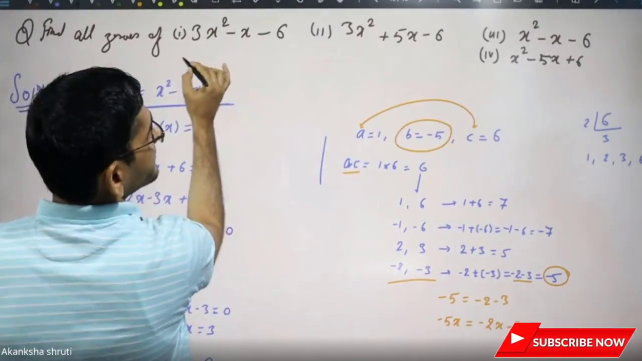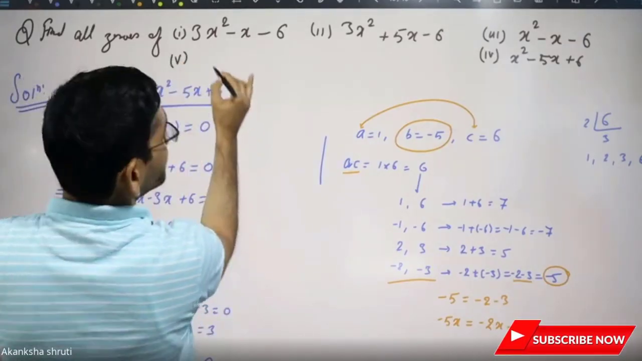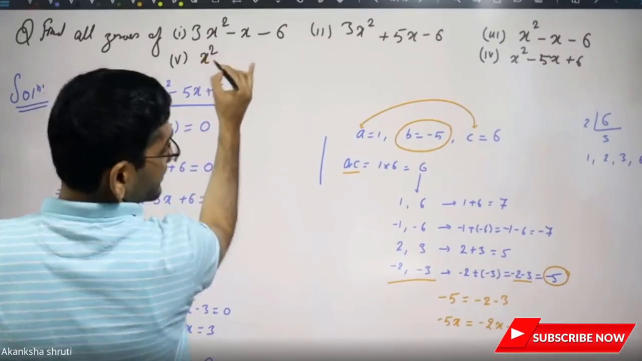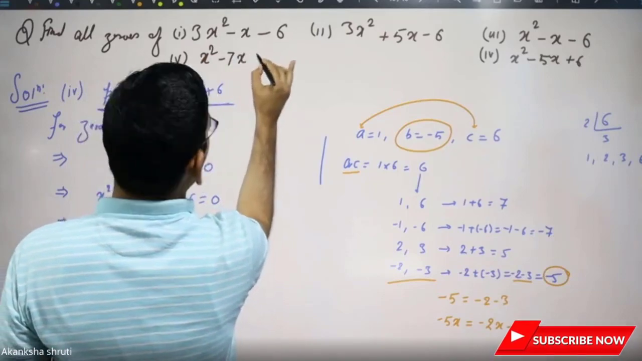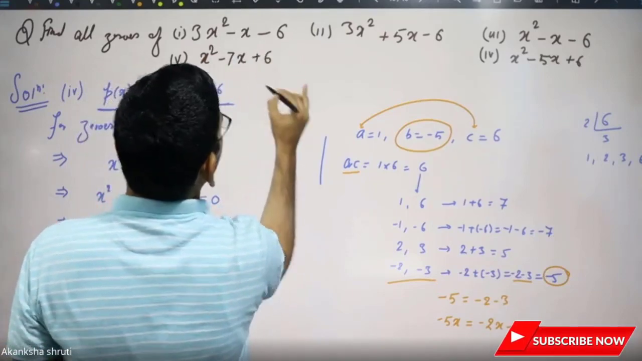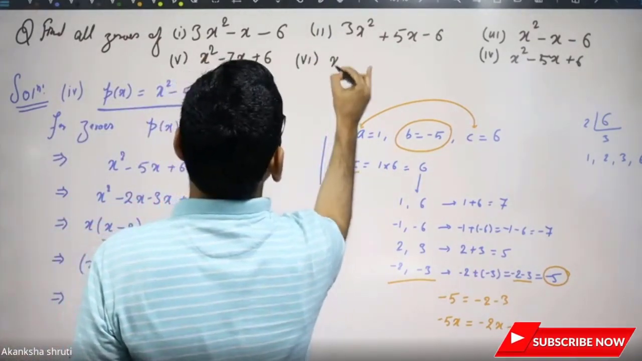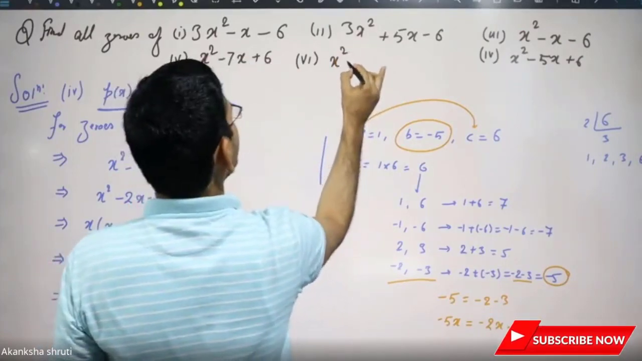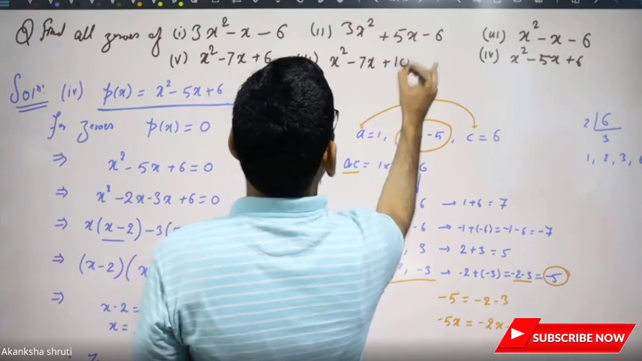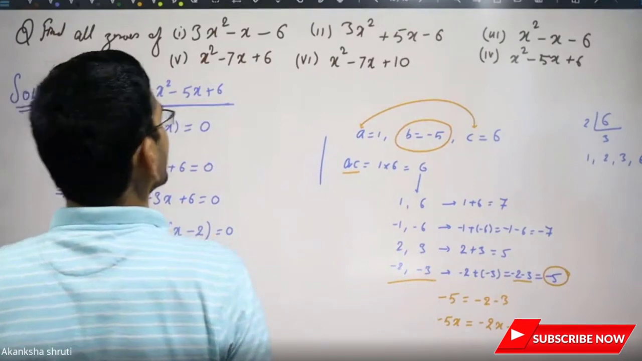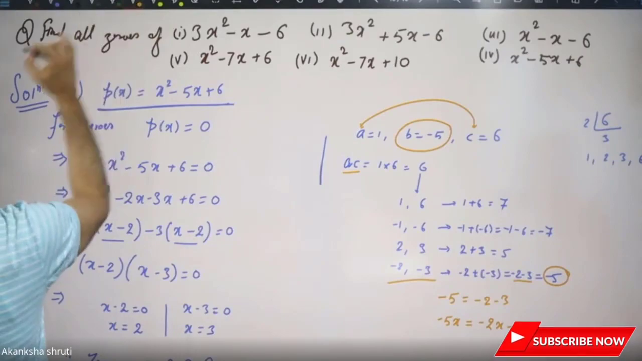A student, let me add a few more. Say x square minus of 7x plus of 6. The next one is our x square minus of 7x plus of 10. It is this one. Please do only this much. So do this as the homework, student. Let us stop the class here.